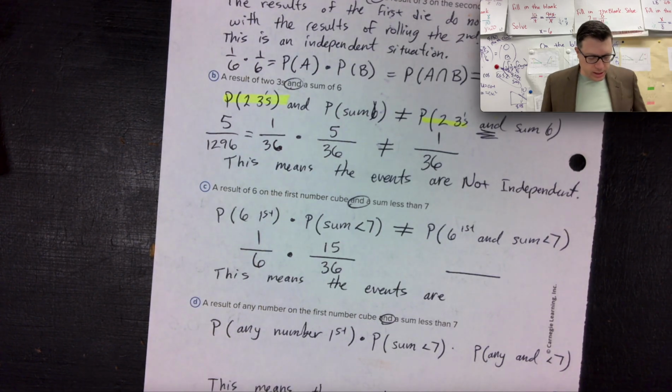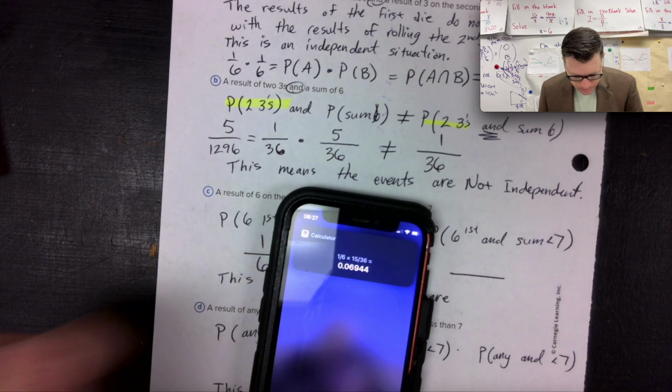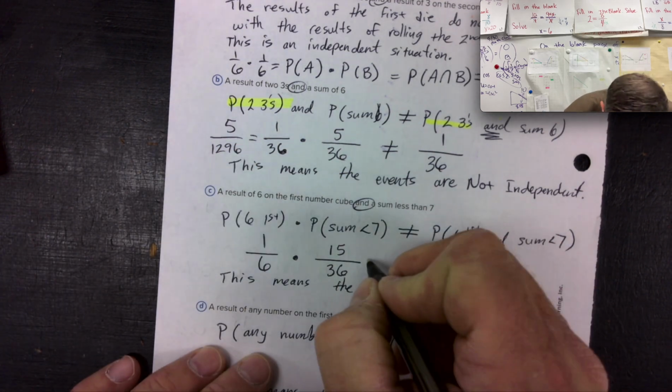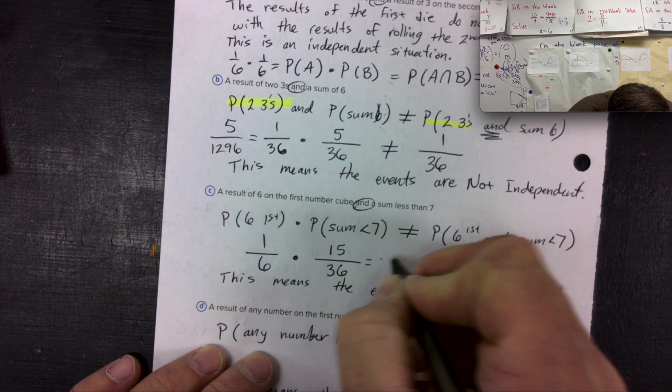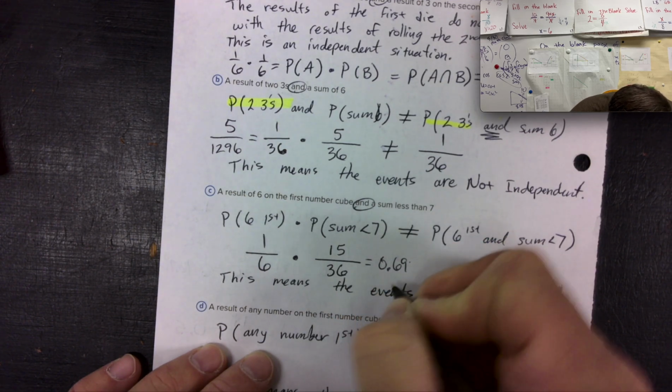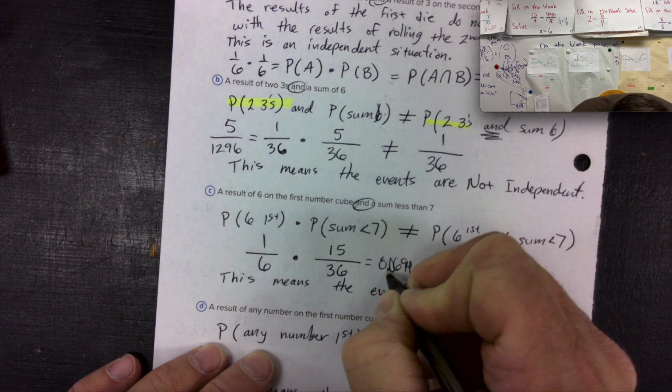Hey Siri, what's 1 over 6 times 15 over 36? 1 over 6 times 15 over 36 is approximately 0.06944. 0.69, oh, 06. There we go.